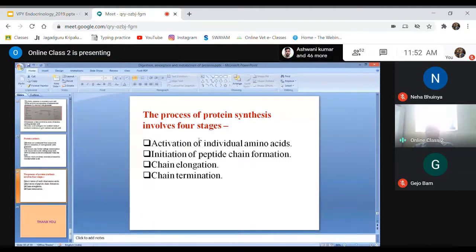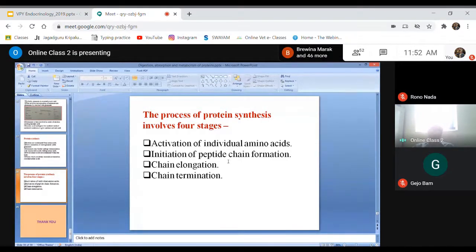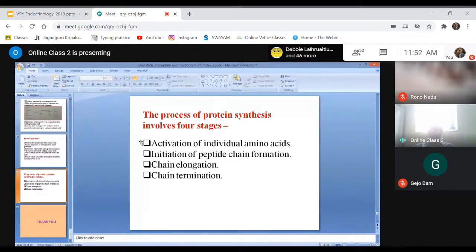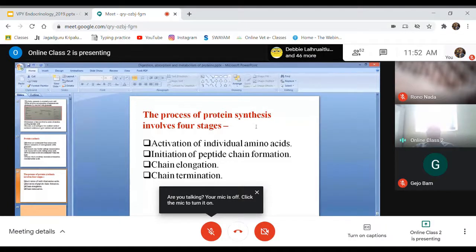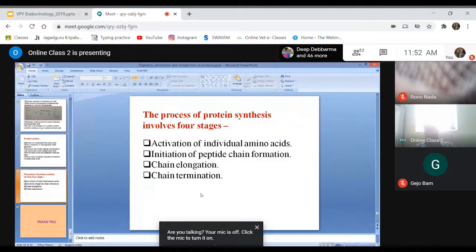Number 1 is activation of individual amino acids. Number 2 is initiation of peptide chain formation. Then chain elongation and chain termination. From the nutritional point of view, these things are actually not much important. I think these will be discussed in detail by the biochemistry people. From the animal nutrition point of view, we just remember the steps involved in protein synthesis in animals. We just remember only the names.